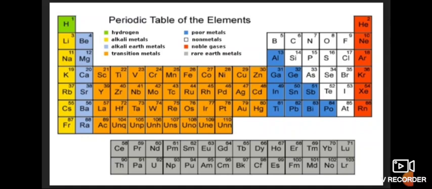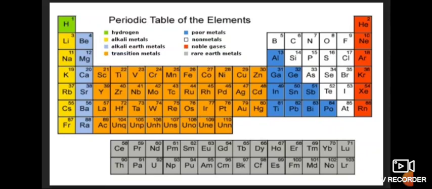So the first period has 2 elements, the second period 8 elements, the third period 8 elements, the fourth period 18 elements, the fifth period 18 elements, the sixth period 32 elements, and the seventh period also 32 elements. The last one, the grey colored one, is called lanthanoids and actinoids. Actually they belong to the sixth and seventh periods, from lanthanum 57.